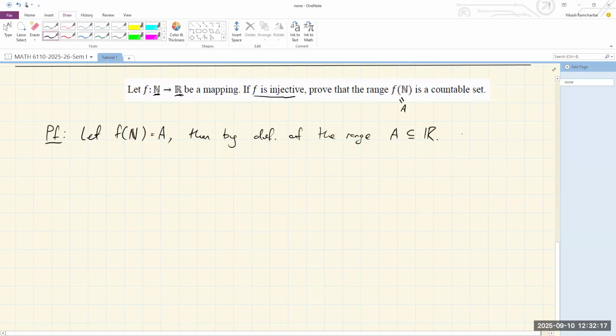Now, note that if it happened that the range A was equal to the codomain, then what happens? Those functions are surjective functions. So if the range was equal to the codomain, then the function f would be surjective.